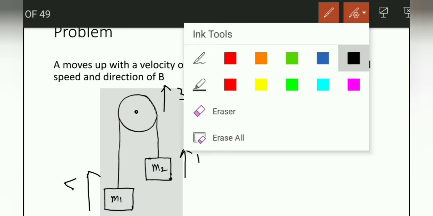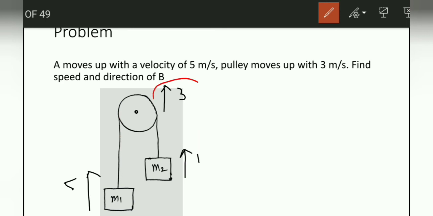Now let's find it with respect to the pulley. Pulley is moving up with the velocity 3. So 5 minus 3, that is 2 meter per second square upward. And this is going up 3, this is going up 1. So 1 minus 3, that is minus 2. That is 2 meter per second square downward.